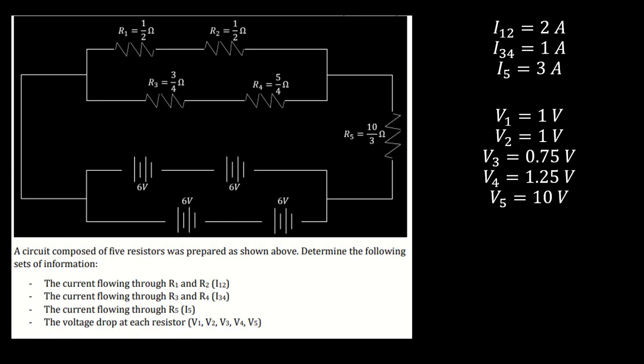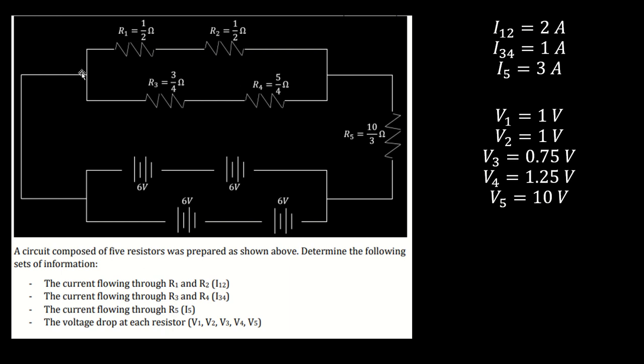So, in summation, what we have here is we simplified our complex battery supply to a single 12-volt battery. What we have is 3 amps leaving our circuit, 2 amps going through our first parallel path, 1 amp flowing through our bottom parallel path, a total voltage drop across each parallel path being 2 volts, specifically 1 volt across both R1 and R2, and then 0.75 and 1.25 across 3 and 4 respectively.